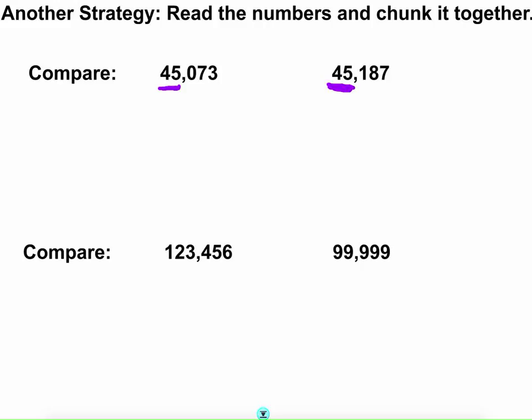But now I'm going to compare the chunk, right? I'm going to chunk this, and I'm going to just focus on those numbers, right? So we're breaking it down. So now I see 73 and 187. And I know that 187, I'm going to do G for greater, is the greater number. And this makes this the lesser number. So now I put my symbol to open up and face the greater number.